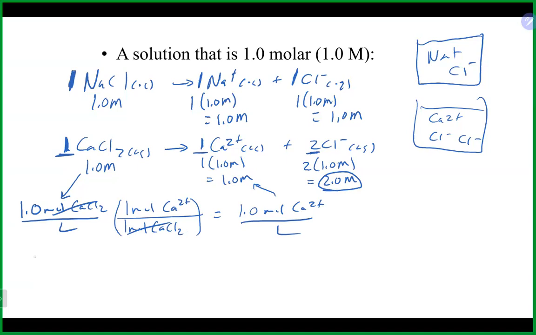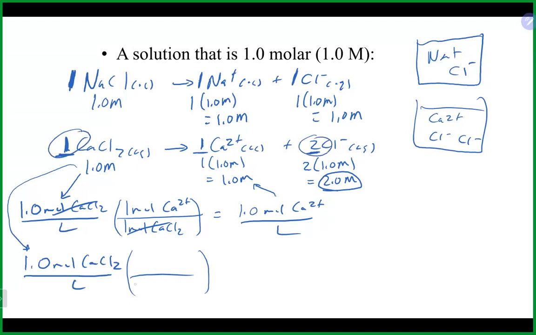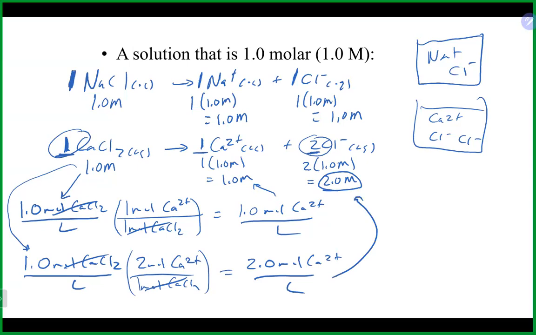If we did the same thing for our other guy, 1 mole of calcium chloride per liter, which once again is what we're starting with, and we do our stoichiometry, a 1-to-2 relationship, 1 mole of the whole thing here gives us 2 moles of the chloride. Moles of the whole thing cancel. Gives us 2 moles of chloride per liter, which is this concentration. So that's essentially where the multiplied by 1 comes from. The multiplied by 2 comes from that long calculation.